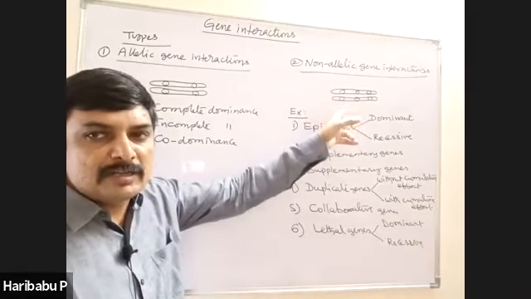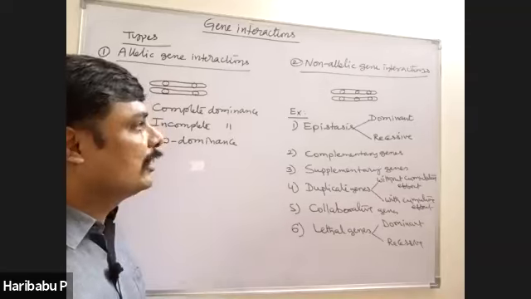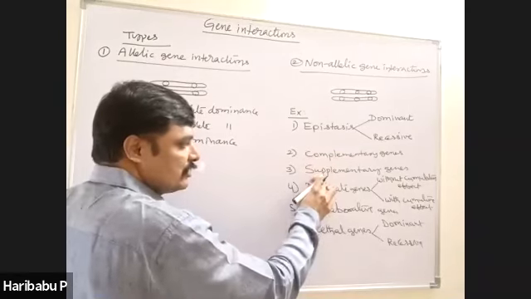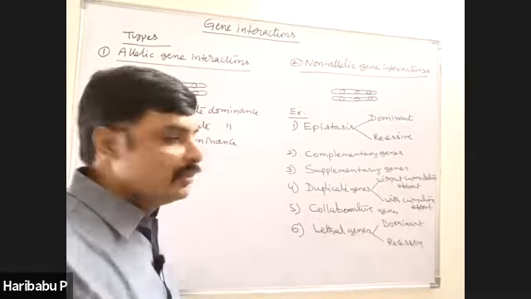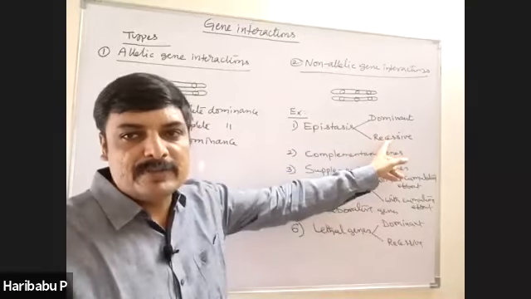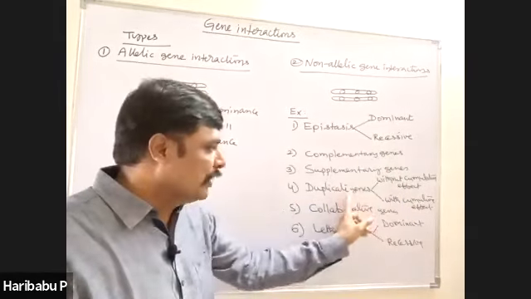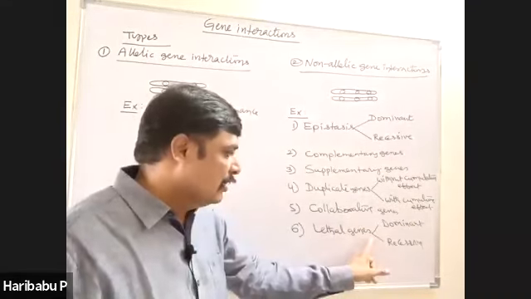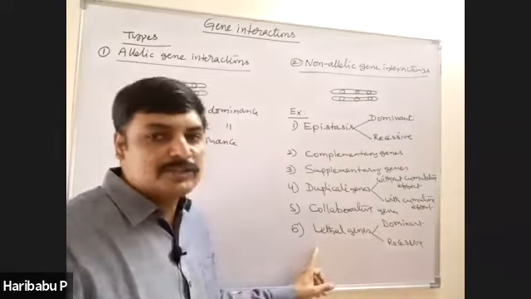Interaction between two genes on two different loci of the same chromosome or different chromosomes is called non-allelic gene interaction. They include epistasis, complementary genes, supplementary genes, duplicate genes, collaborative genes, and lethal genes. Again, epistasis is divided into two types, dominant epistasis and recessive epistasis. Similarly, duplicate genes without cumulative effect are one type, and duplicate genes with cumulative effect are another type. And similarly, lethal genes are divided into two types, dominant lethal gene interaction and recessive lethal gene interaction.